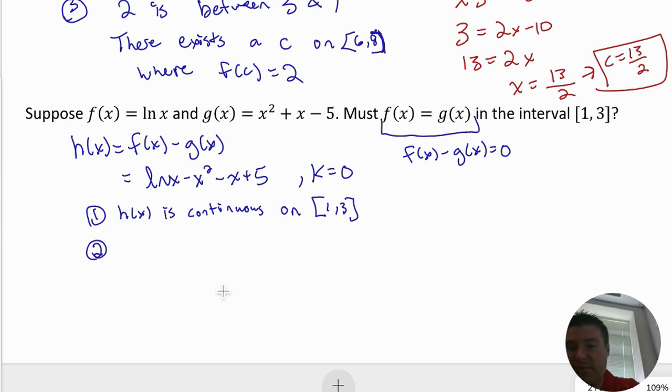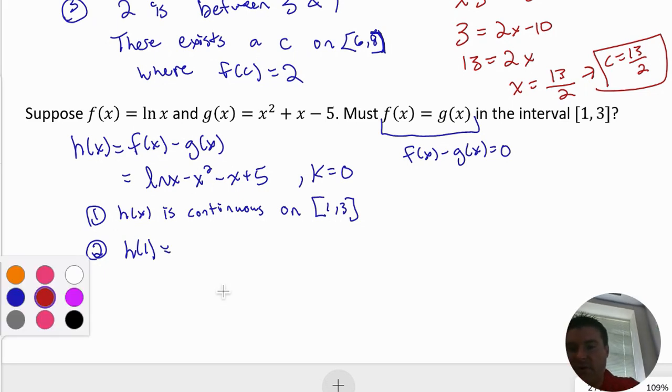Now here's the hard part. We're going to find h of 1. If we plug in a 1 back into here, I'll kind of do that work on the side. We're going to get ln of 1, and then minus 1 squared, minus 1, plus 5. So we're going to end up with 0 minus 1 plus 5. We're going to get an answer of 3.